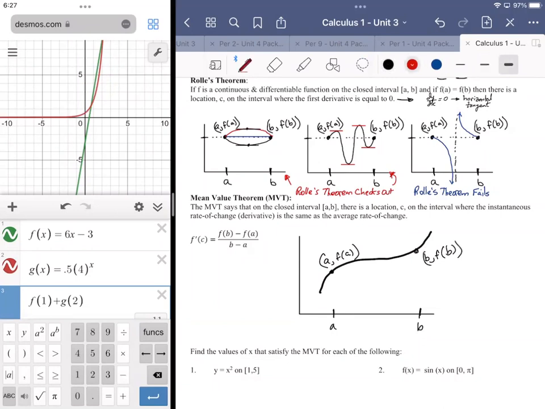The average rate of change would be the slope of the secant line connecting point a and point b, or a comma f of a and b comma f of b. So I could take this line. All right, that red line is the average rate of change, also known as the slope of the secant line. Now, good, useful piece of information. On average, what's the rate of change?